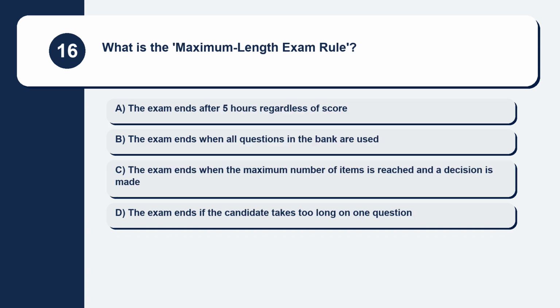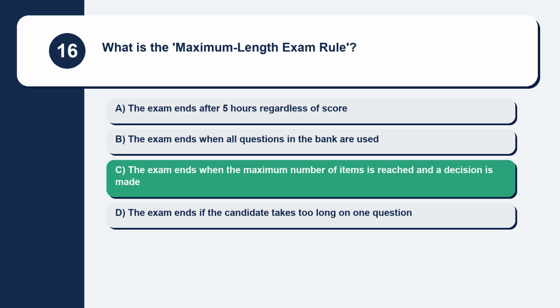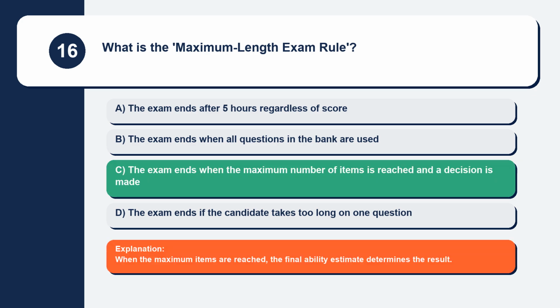Question 16. What is the maximum length exam rule? The exam ends after 5 hours regardless of score. The exam ends when all questions in the bank are used. The exam ends when the maximum number of items is reached and a decision is made. The exam ends if the candidate takes too long on one question. When the maximum items are reached, the final ability estimate determines the result.